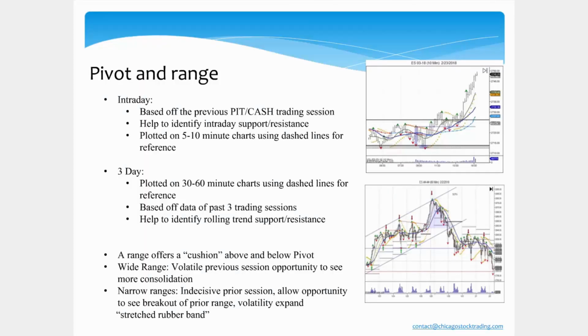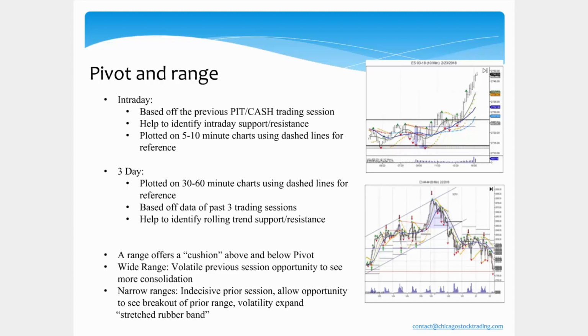So, two types of pivots again. The intraday pivot is based off of the previous cash trading session. It helps to identify support and resistance. I like to plot these on my 5 and 10 minute charts, or whatever short time frame I'm looking at, because they'll give me the area of support or resistance from the prior session for that day. You can see on this 10-minute chart, I usually plot them as dotted horizontal lines that give me a visual of where the pivots are.